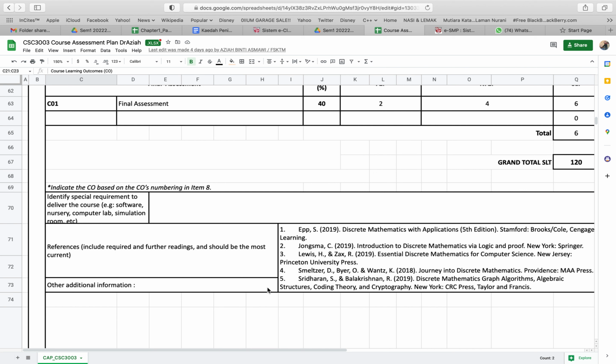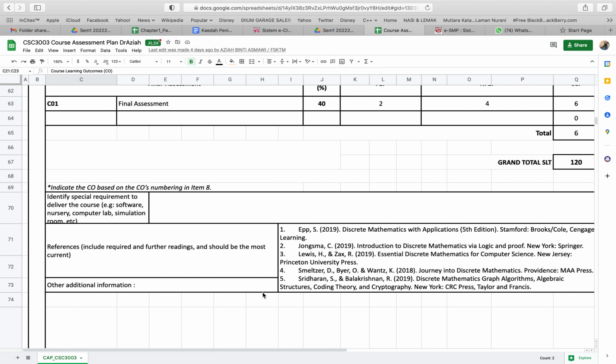So these are the references. I will share them with you, and I will attach the textbook if possible, because the textbook is quite big and I'm afraid Putra Blast cannot handle the storage. I will try.